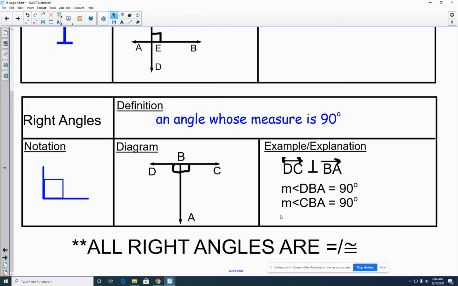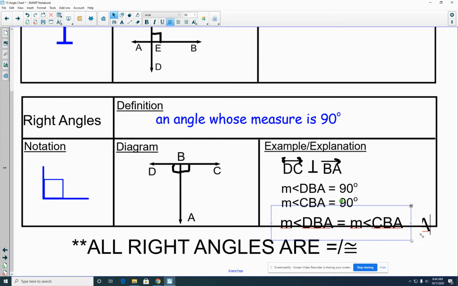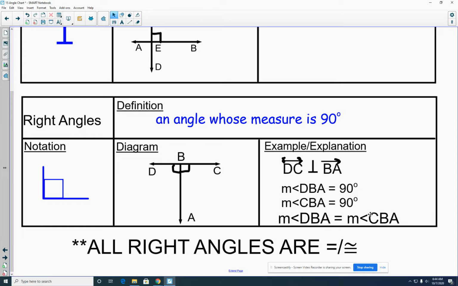Okay. So down here, I could also just make the statement that the measure of angle DBA equals the measure of angle CBA. If they're both equal to 90, then they're equal to each other. So I'm going to add that one down there too.